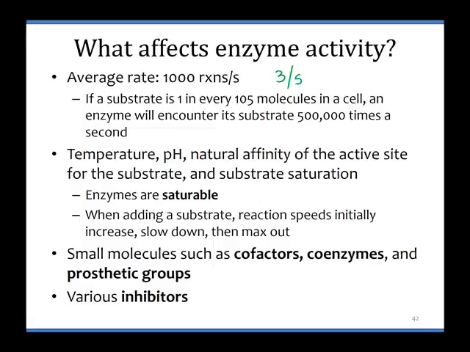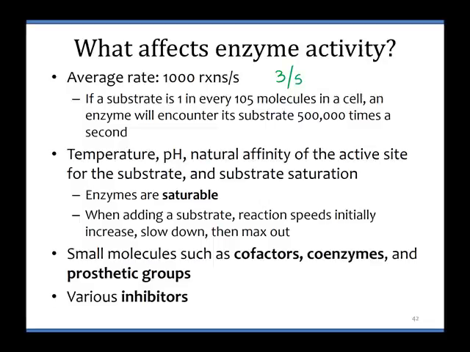So to give you an idea of why this is so fast, if a substrate for a particular enzyme is 1 in every 10^5 molecules in a cell, that's a bit of a high concentration, but just theoretically speaking, an enzyme will encounter its substrate 500,000 times a second. So it's not at all surprising that these enzymatic reactions actually happen quite quickly.